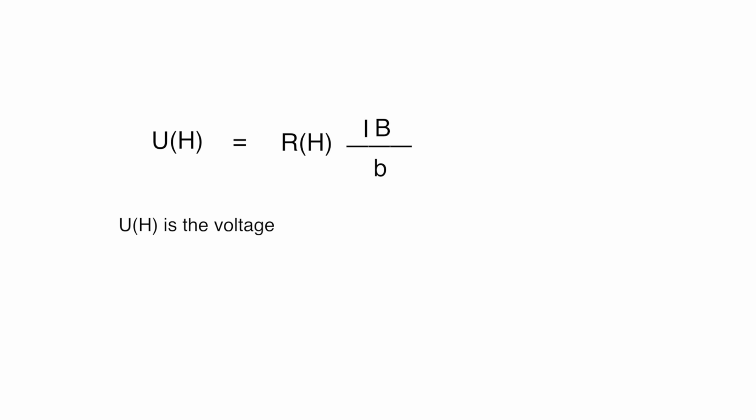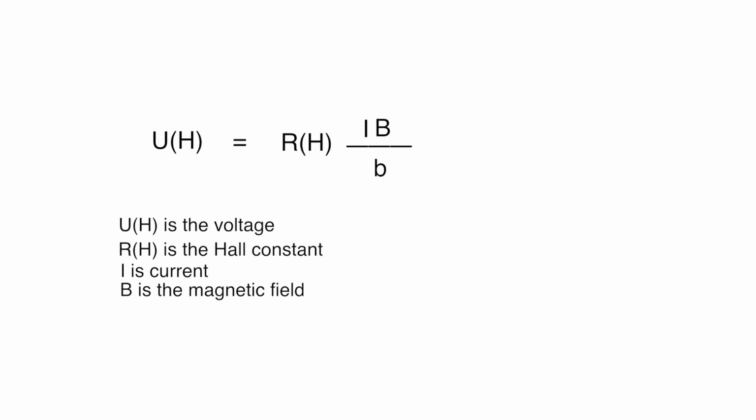By using this formula below, U_H is equal to R_H times I B divided by lowercase b, where U_H is the voltage, R_H is the Hall constant, I is the current, B is the magnetic field, and lowercase b is the width of the conductor. We are able to calculate the magnetic field.